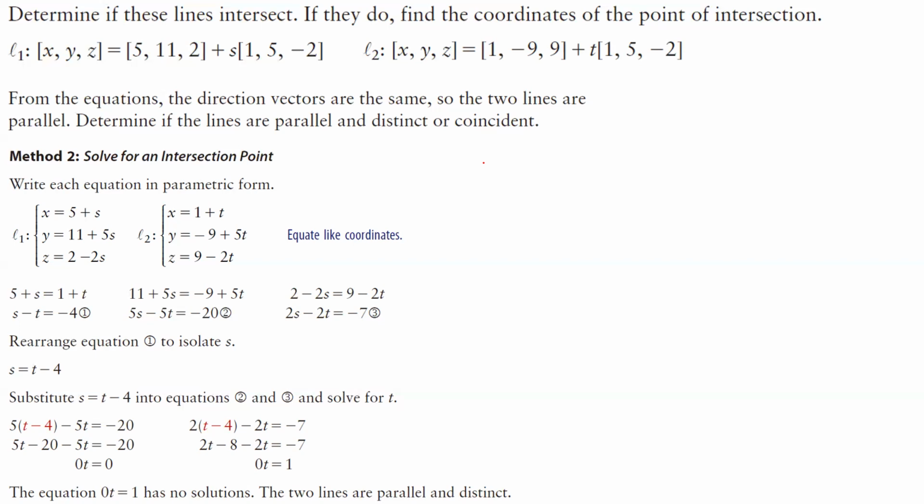So we can rearrange equation number 1 to isolate S. That gives us S equals t minus 4. Then we can substitute S equals t minus 4 into equations number 2 and 3 to solve for t, which gives us 0t equals 0 and 0t equals 1 respectively. So the equation 0t equals 1 has no solutions, apparently, right? Therefore, we cannot find a pair of solutions of S and t to satisfy all of the equations. Therefore, the two lines must be parallel and distinct.